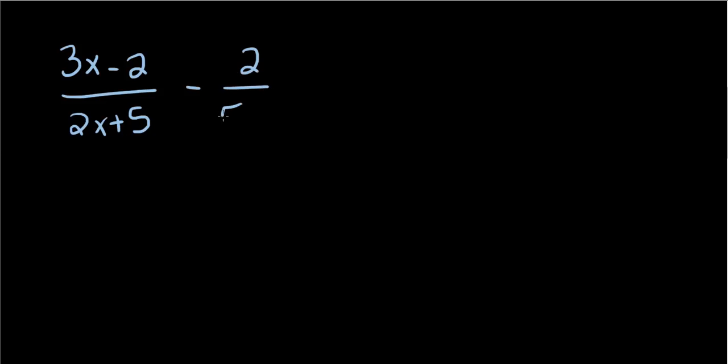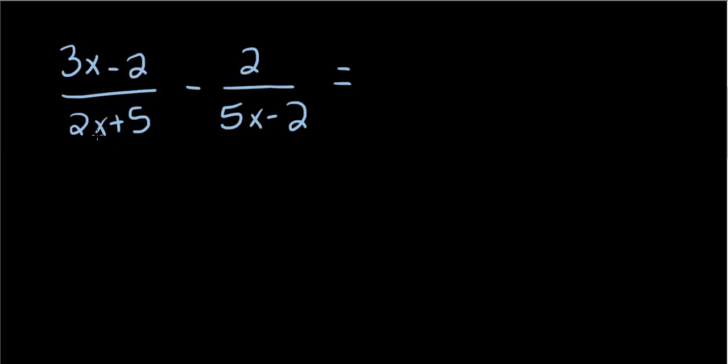So now we're going to work on (3x minus 2) over (2x plus 5) minus 2 over (5x minus 2). This one is similar to number 7. I remember most of you were struggling with number 7, but it's just a subtraction.